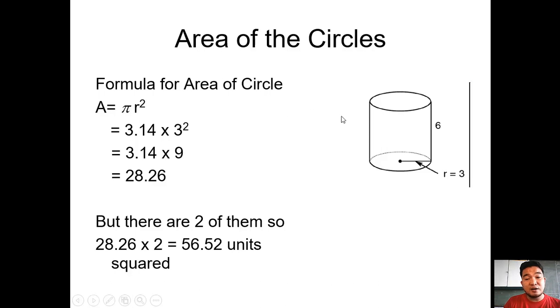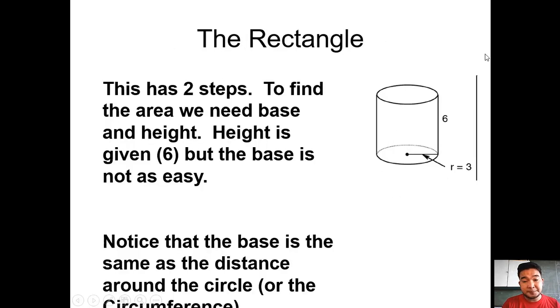So solving the area of this circle, as r is equal to 3, we will have pi, which is 3.14, times 3 squared. That is 3.14 times 9, because 3 squared is equal to 9. We multiply 3.14 times 9, so the area is 28.26 square units. But there are two of them. So 28.26 times 2 equals 56.52 square units. We multiply it by 2 because we have two circles here.